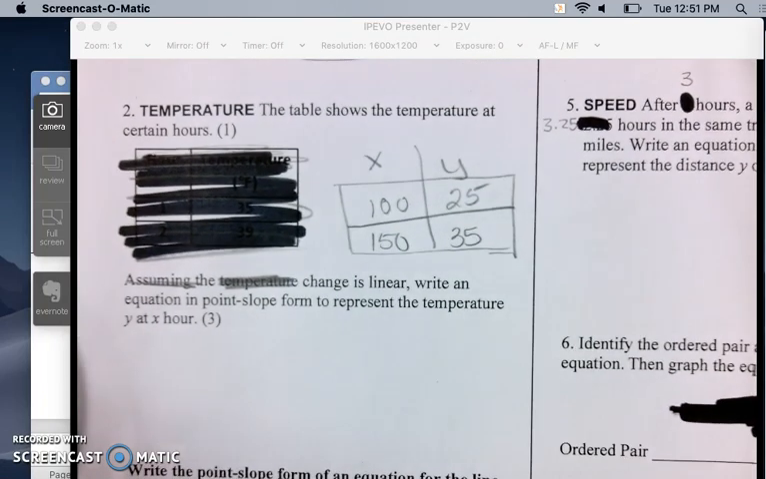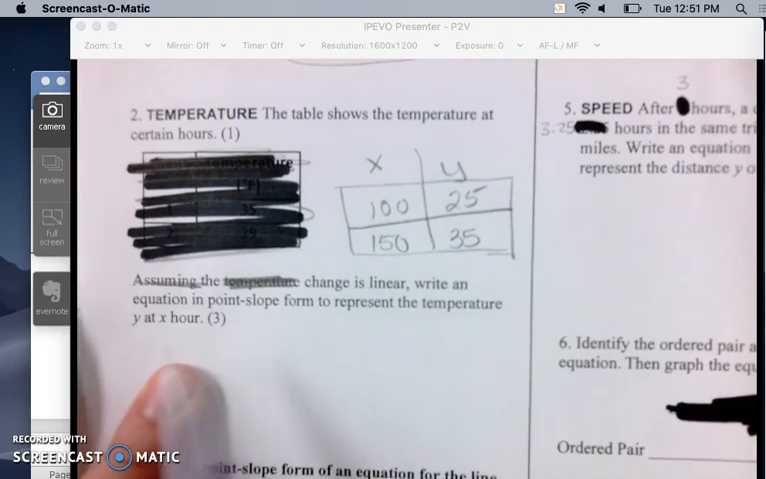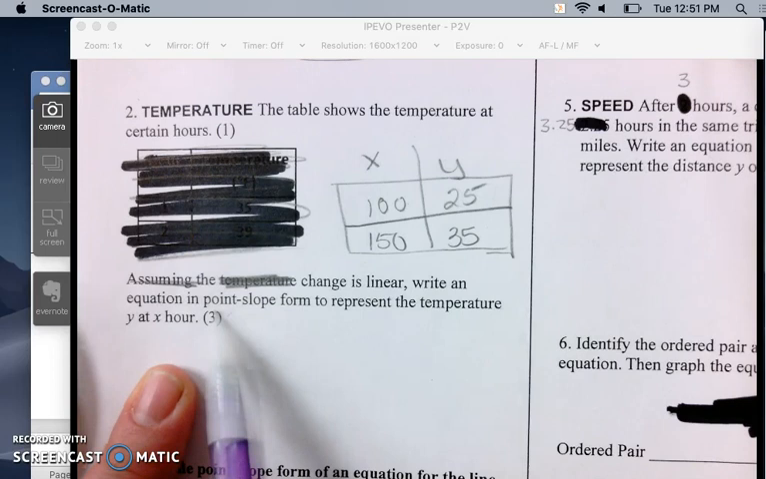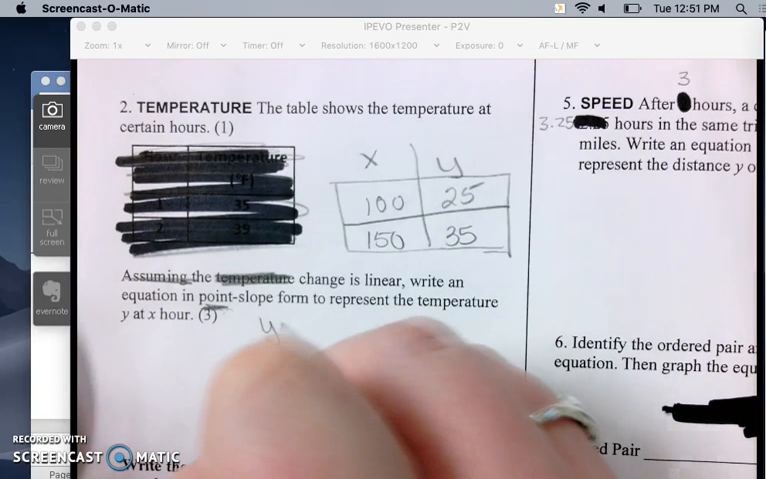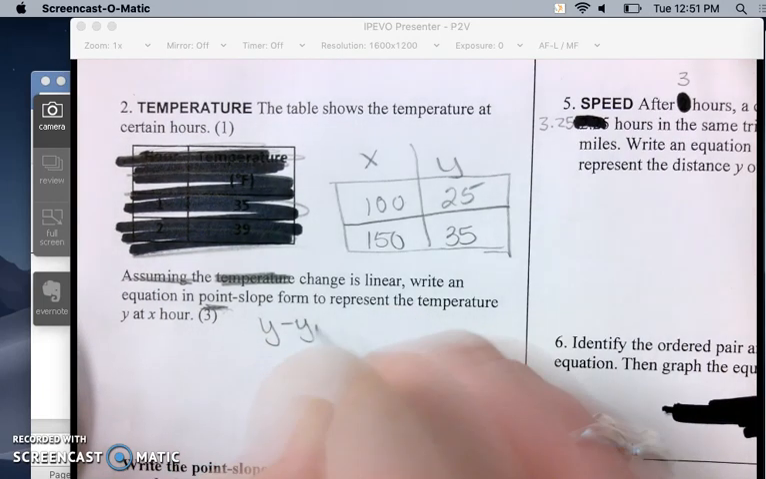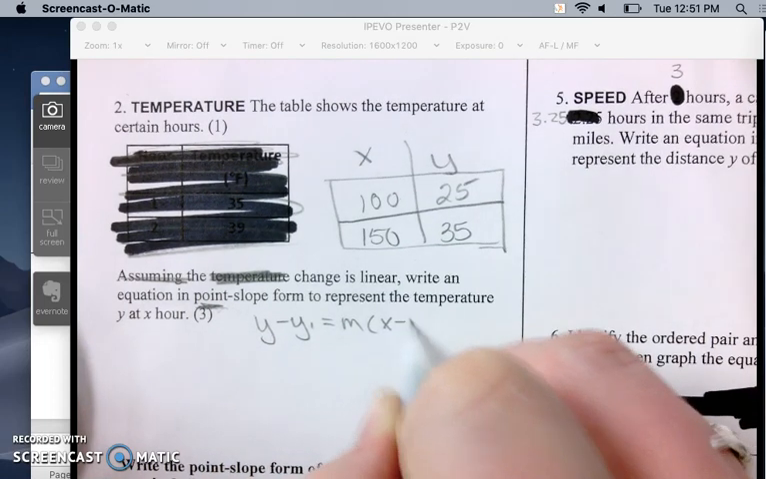All right, the next one, you're going to have a table and you're going to have to write an equation in point slope form. So again, you just need 1 point and the slope to write an equation in point slope form. So y minus y sub 1 equals m times the quantity x minus x sub 1.